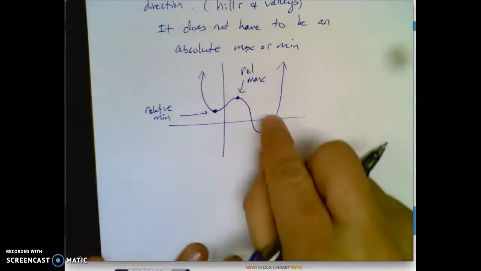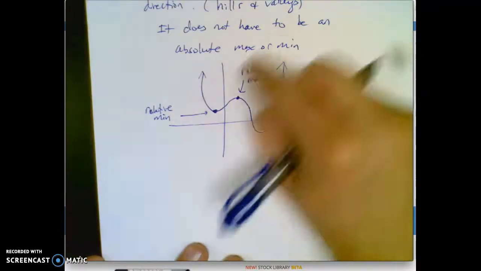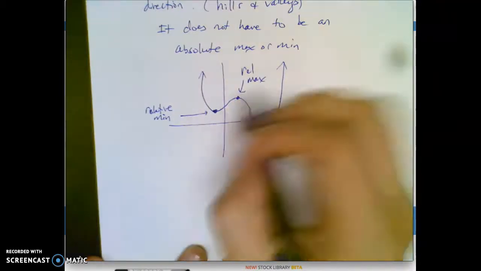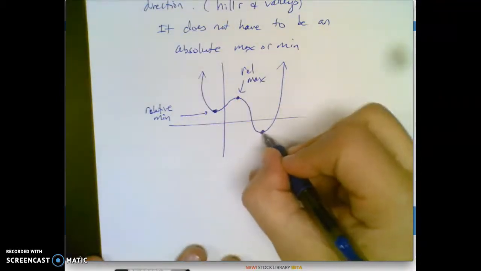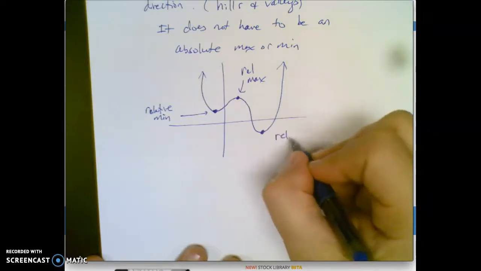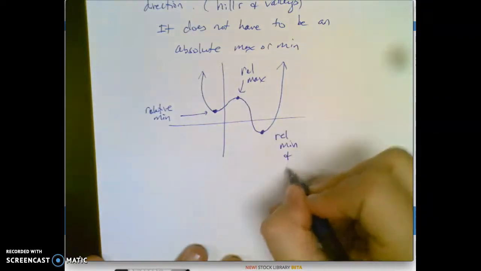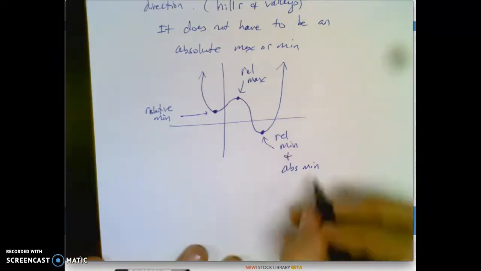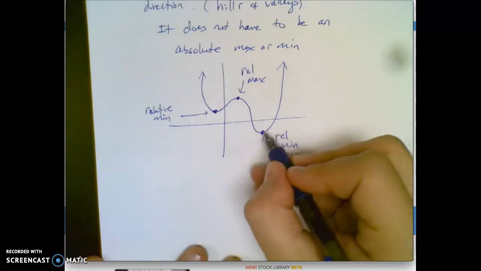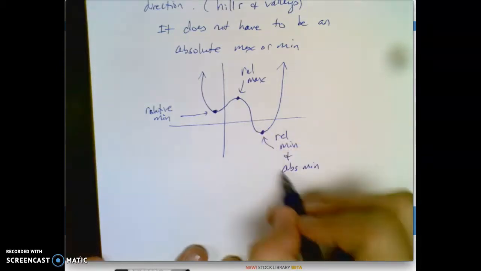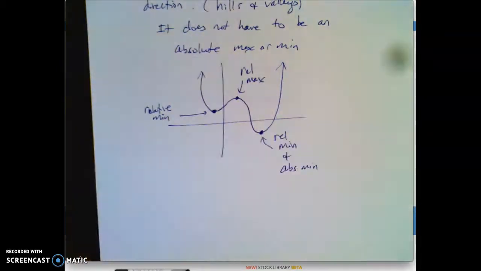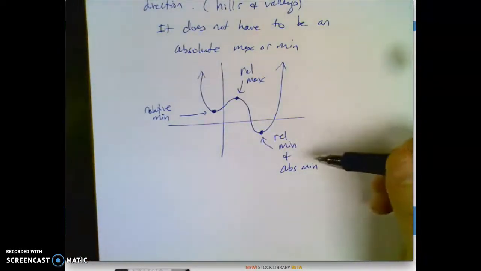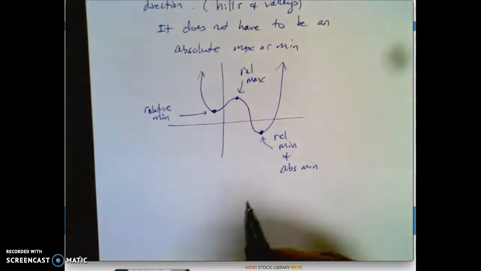However, it's not your absolute max because see how your graph goes up forever? So that's not the highest point in your graph, but you would call it a max because it's like a hill. This one down here is actually both. This is a relative min and it's your absolute min. Because not only is it from down to up a relative min, but it's also your absolute min because it is the lowest point on your graph. There actually is no highest point on this graph. So you can have an absolute min and not have an absolute max.